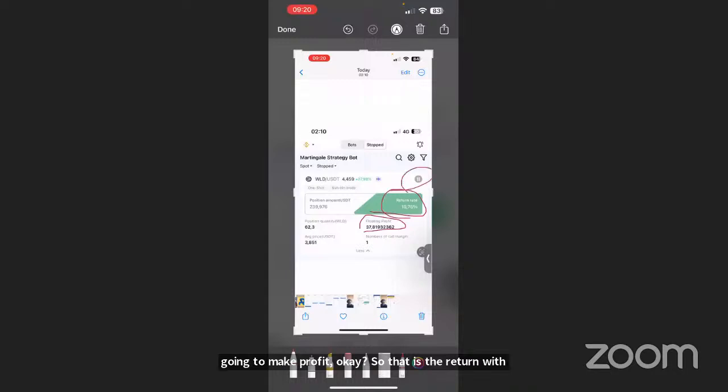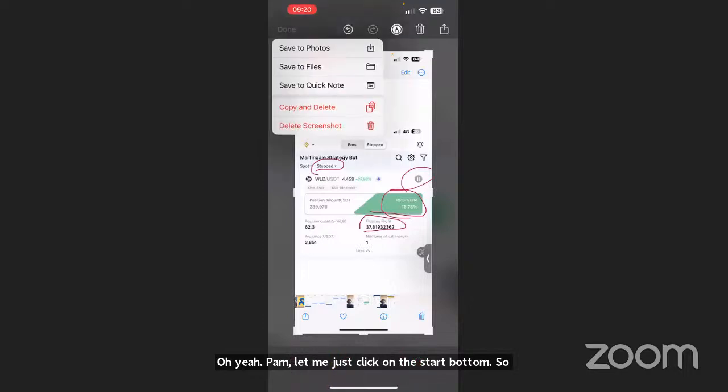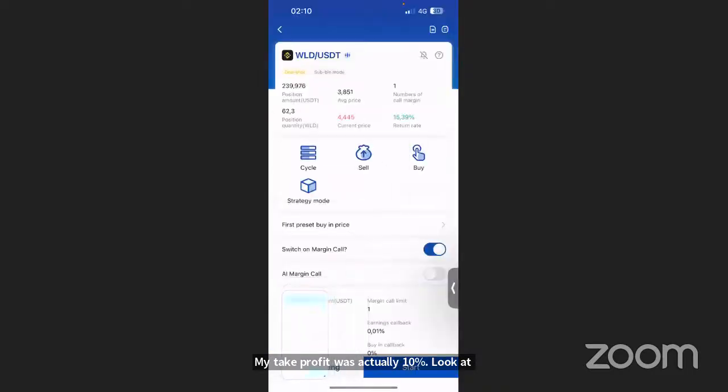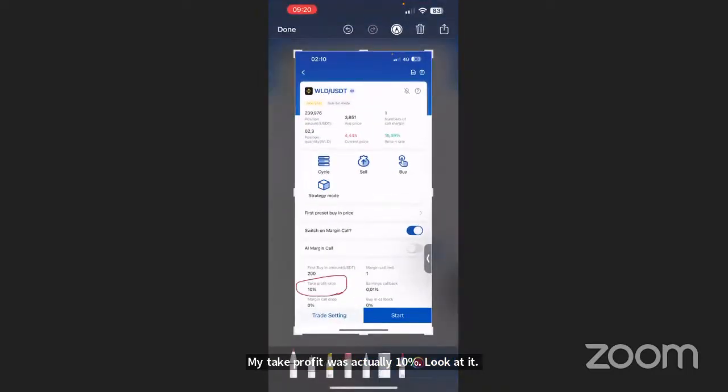This coin was actually paused. I forgot that WLD was really pumping, and I was so busy with so many Zooms that I didn't check my trades. But later at midnight, when I was going to bed, I saw this WLD that was in a huge negative was now in profit. So let me just click on the start button so the robot can sell for me. My take profit was actually 10%. I always take screenshots.